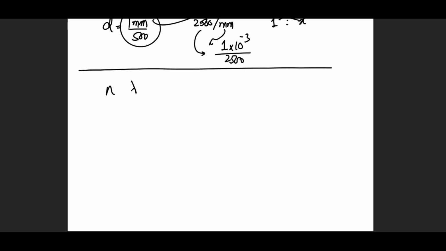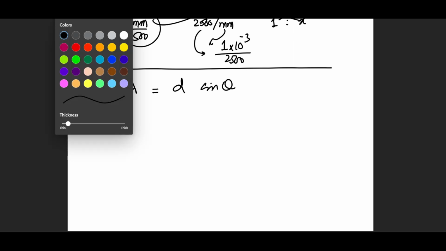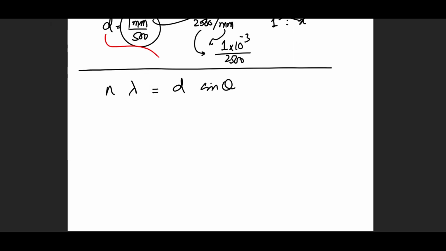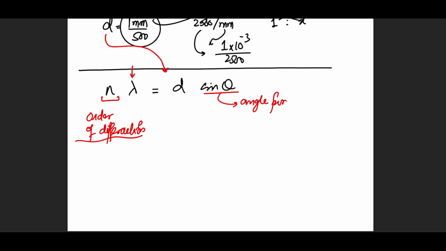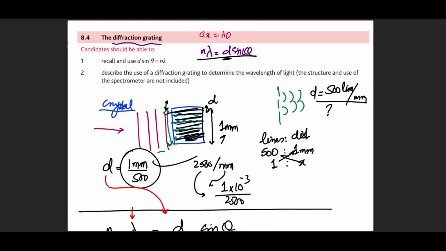n lambda equals d sine theta. We've understood what d is in the previous example. Wavelength is lambda. Simply put, whatever the wavelength of the laser or the light is. n is called the order of diffraction. And sine theta is the angle from zero order, like from the very center.